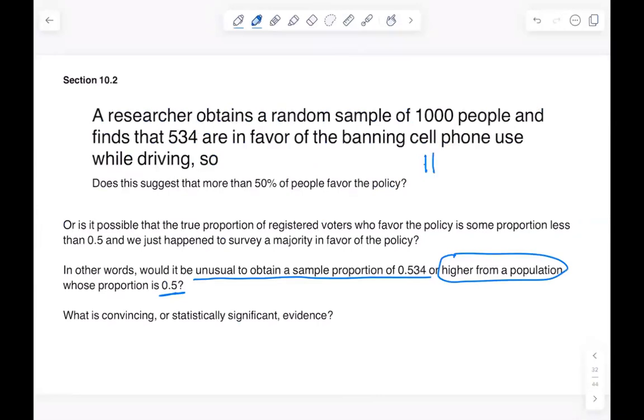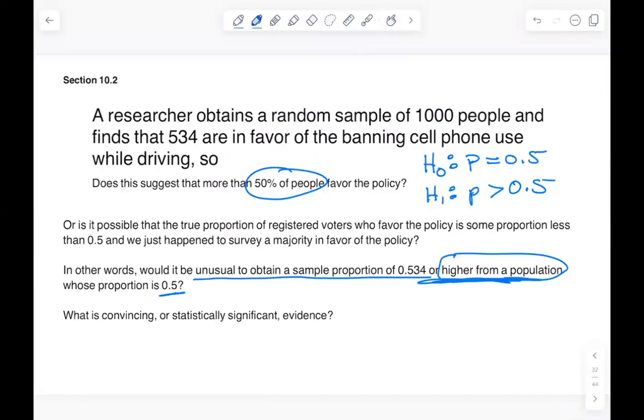I would make my H naught be that the proportion equals 0.5, because that's what we said originally. So this is the 50%. Then my alternative hypothesis, I would say that P is greater than 0.5, because it says or higher. Even though your questions are going to be more straightforward, we're just playing around with it right now. We're going to get more straightforward and have better standards coming up Thursday.